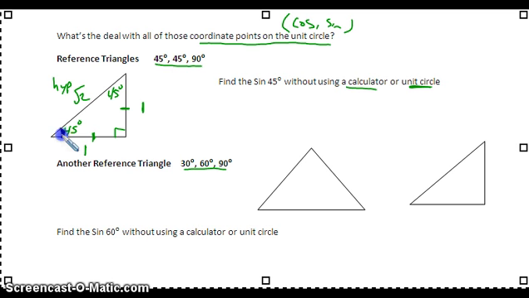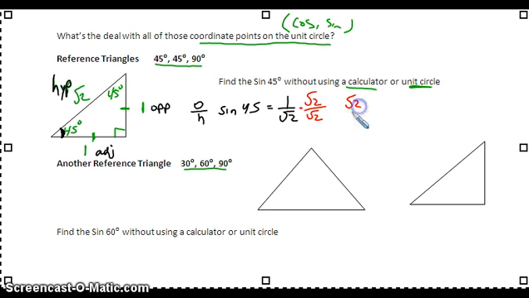I'm going to choose to go from this 45. You could go from that one, it wouldn't matter much. That would mean that this would be the opposite. This would be the hypotenuse, which I already labeled. And this would be the adjacent. Now remember, the sine is opposite over hypotenuse. So it would be 1 over the square root of 2. And we'd have to rationalize that, so we'd multiply by the square root of 2 over the square root of 2. We'd end up with the square root of 2 over 2 when I simplify.